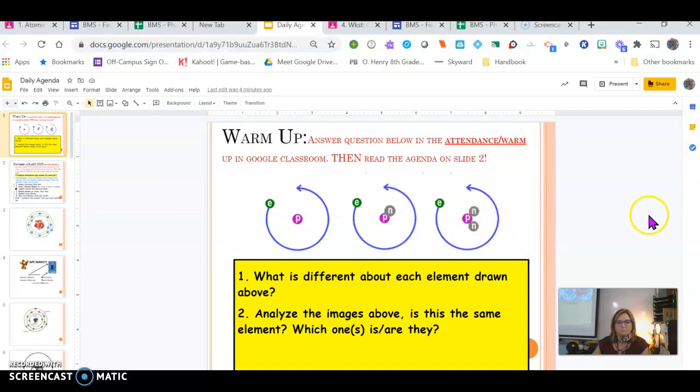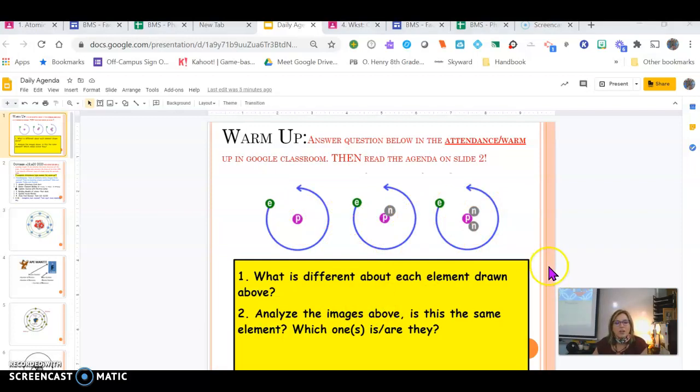Here's our warm-up. What is different about each element drawn above? So I'm going to take a look at these pictures and see what is different about each of those elements. And then I want you to tell me and analyze the image above. Is this the same element or are they different elements? And if so, what are the names of these elements? I'm going to give you some time to think.